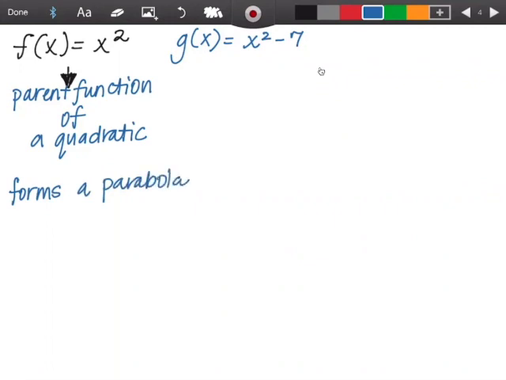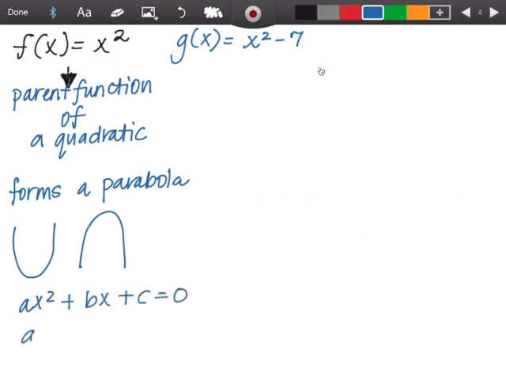Parabolas can be happy or sad, okay? And whether they're happy or sad depends on the leading coefficient. So if we have ax squared plus bx plus c equals 0, if a is positive, so if a is greater than 1, it'll be smiling. And if a is less than 1, it'll be a frown, okay? Just keep that in mind.